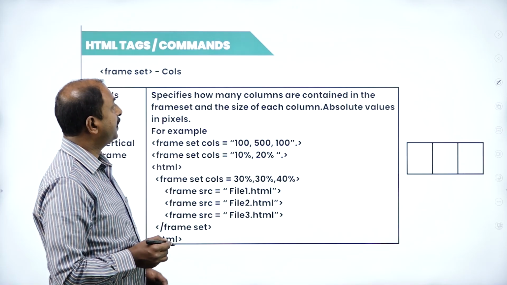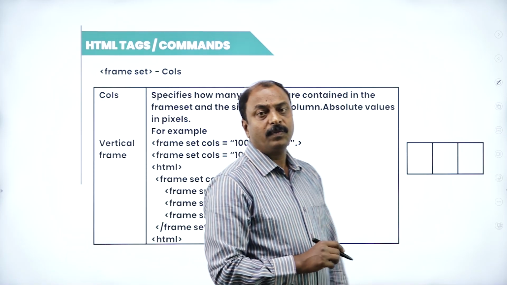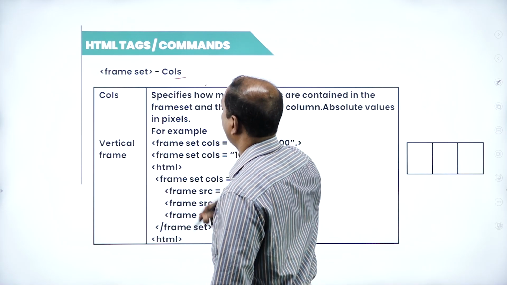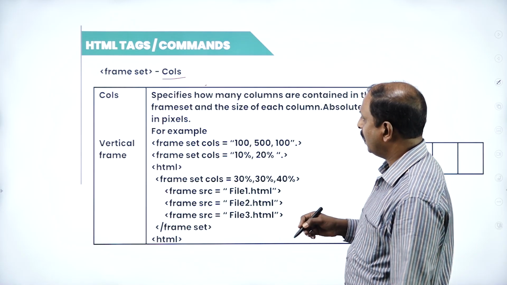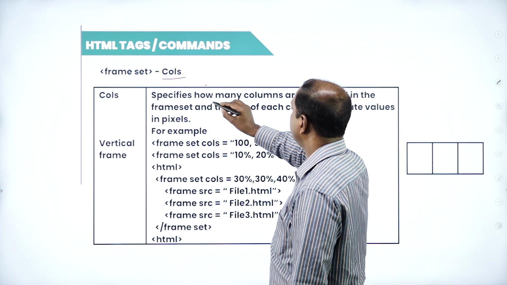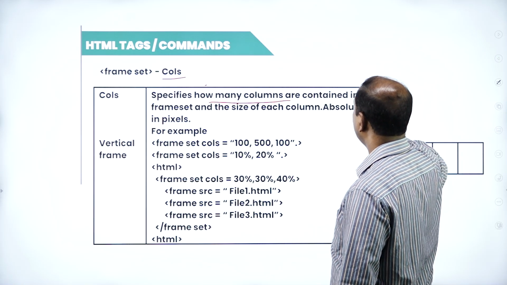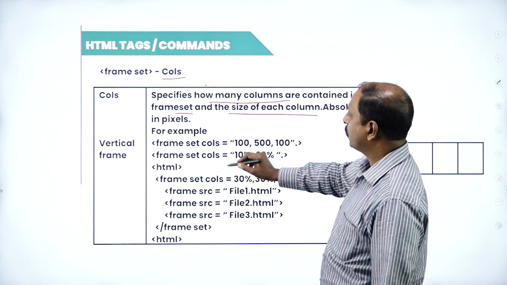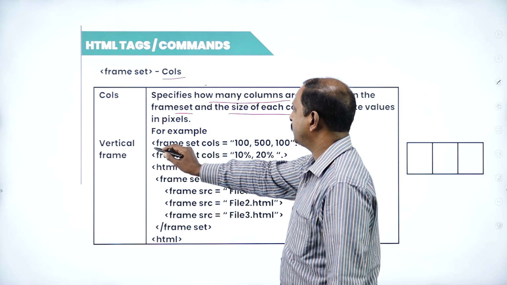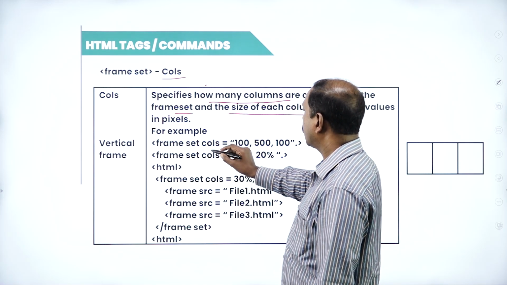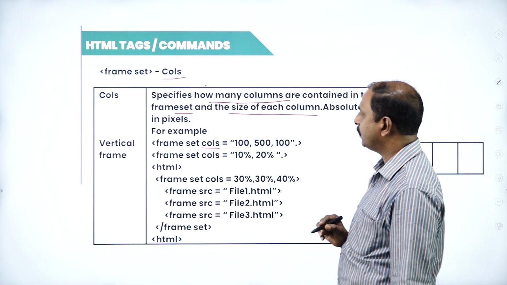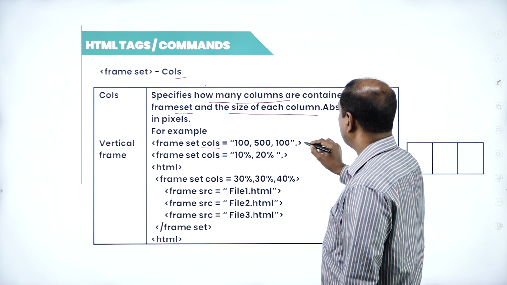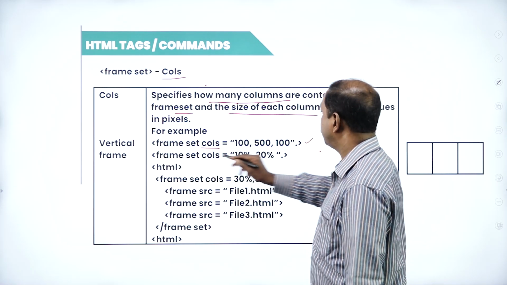Now let us see the syntax of this. Let us see frameset columns. Here I am going to divide the browser into a number of columns. It specifies how many columns are contained in a frameset and the size of each column. Look at the example here. For example, frameset is a tag. Frameset COLS stands for columns. So 100, 500 and 100, and I am closing the frameset tag here.